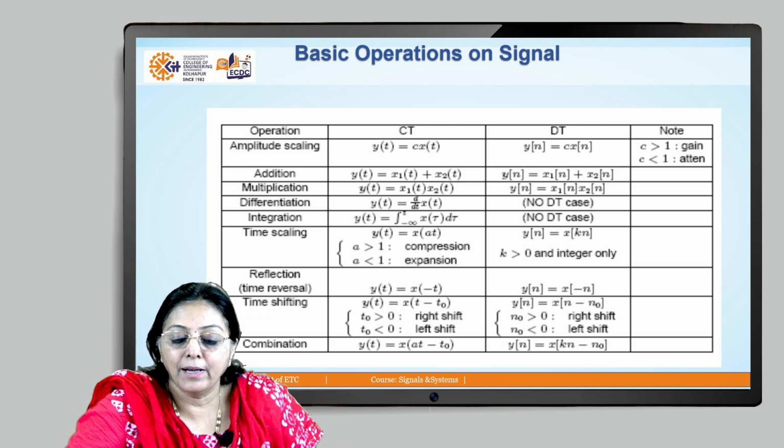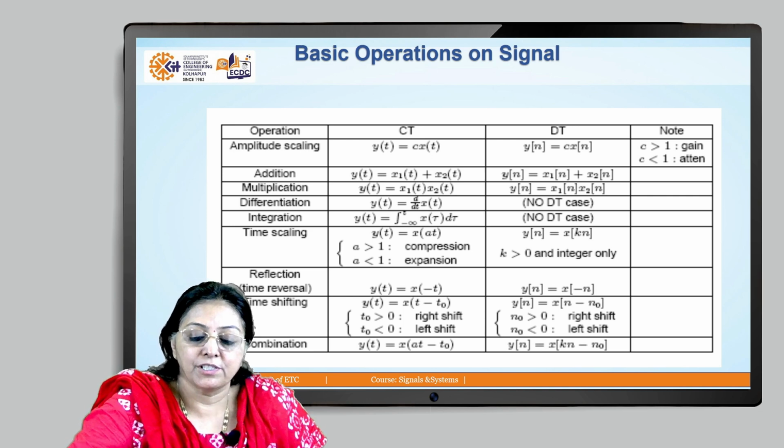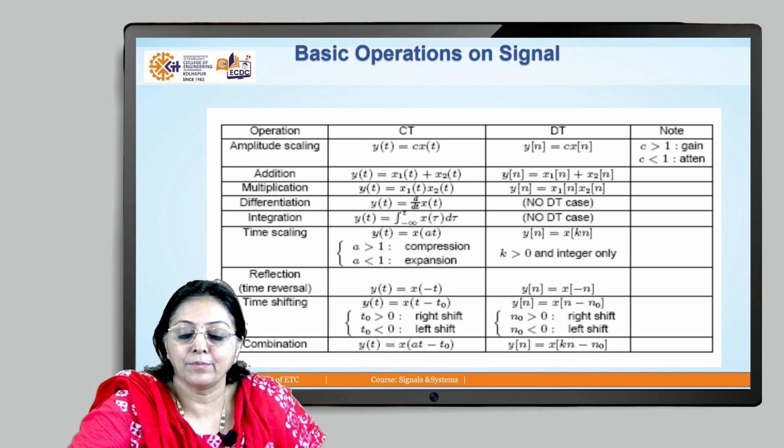Differentiation again: d/dt of x(t) equals y(t), and there is no discrete time case available for differentiation and integration. Integration, whatever we studied, in the same way here: integral from minus infinity to plus infinity of x(τ) dτ. Time scaling means what?